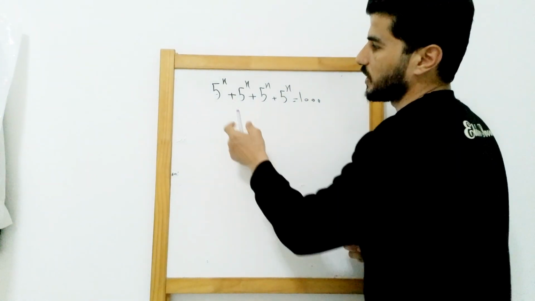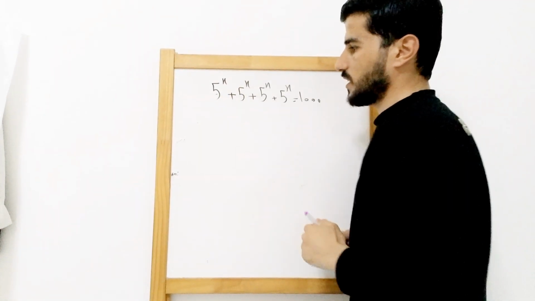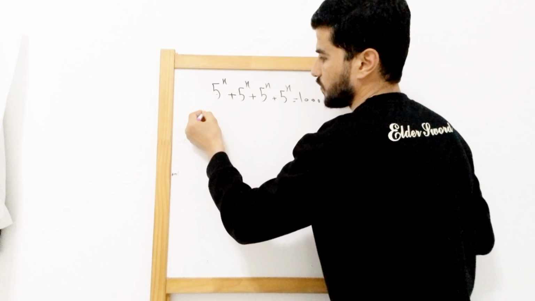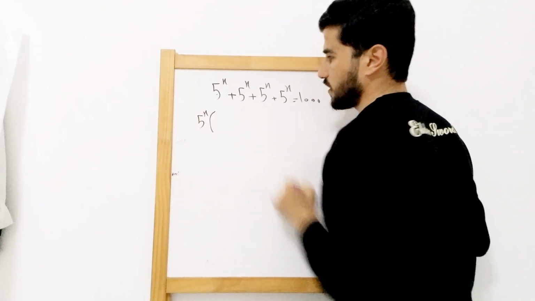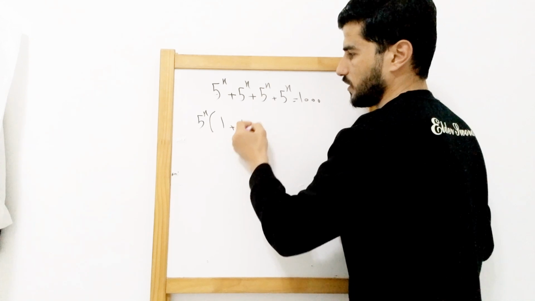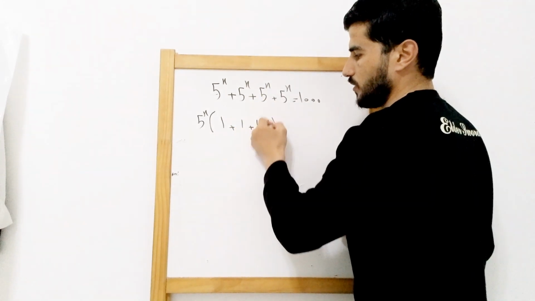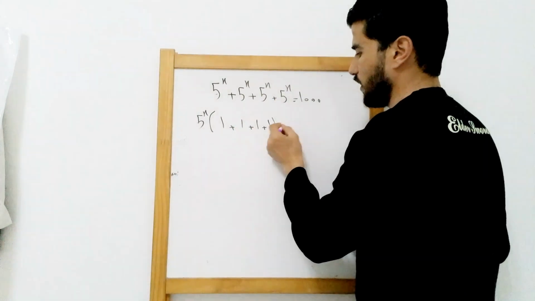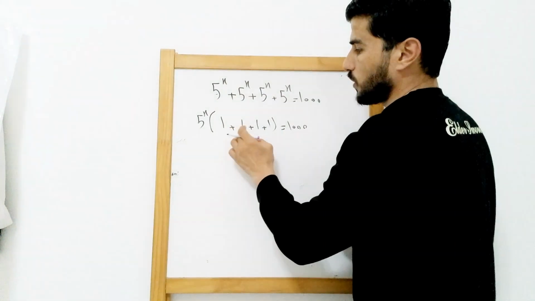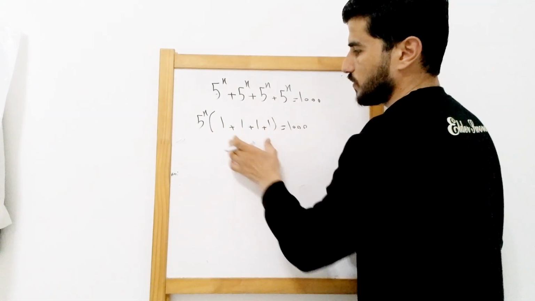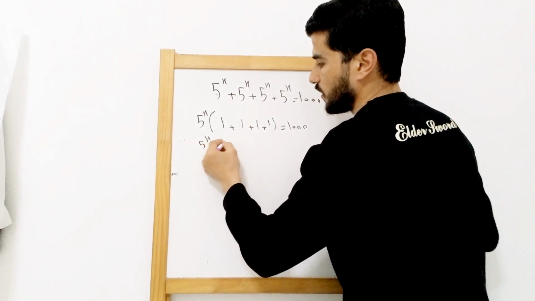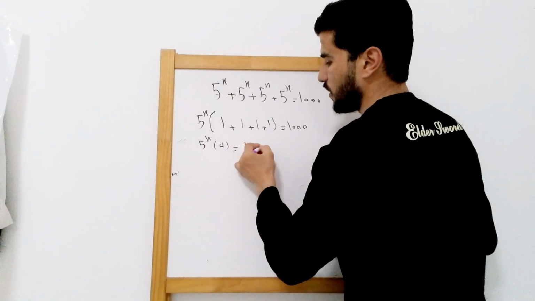At first, we can take 5 raised to x as a common factor. We can write 5 raised to x, right? Here remains 1, and here 1, and here 1, and here 1, equal 1000. Plus 1, plus 1, plus 1, plus 1, that is 4. 5 raised to x, and here 4, equal 1000.